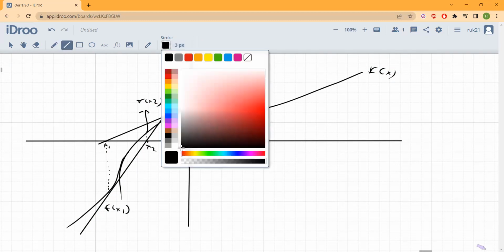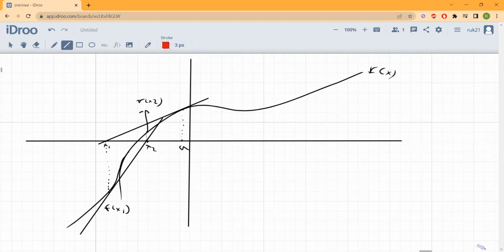Let's make this one red just so we can see it a bit better. If we build a linearization at f at x2, it's going to go something like this. And what you'll notice is that with each of these approximations, we're getting closer and closer to that 0. That's basically what Newton's method is: the more lines you draw, the closer you get to that 0.